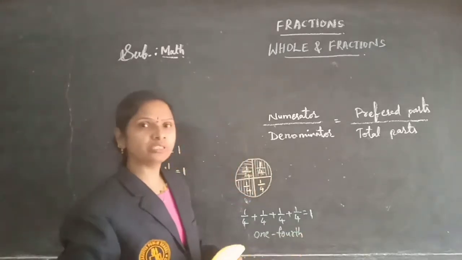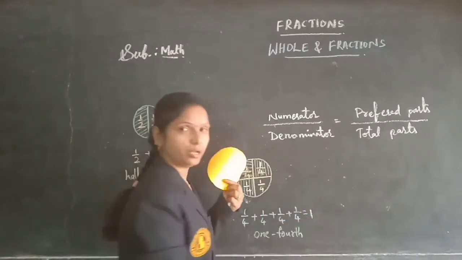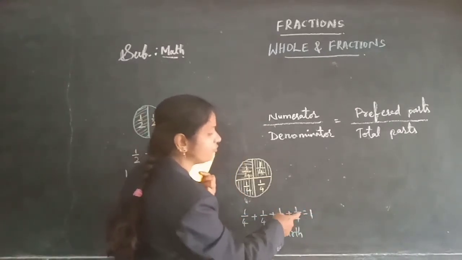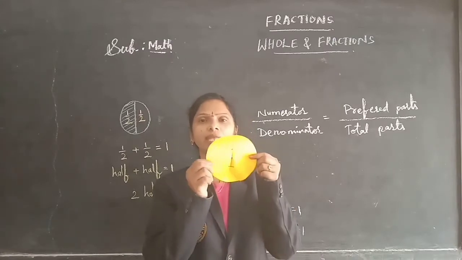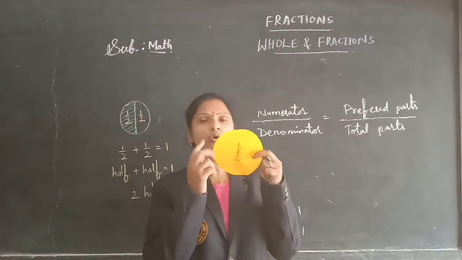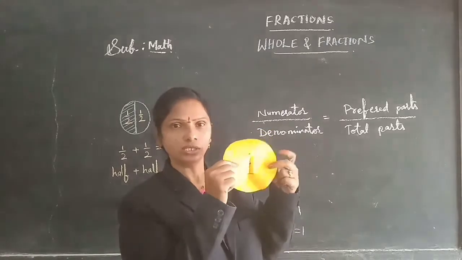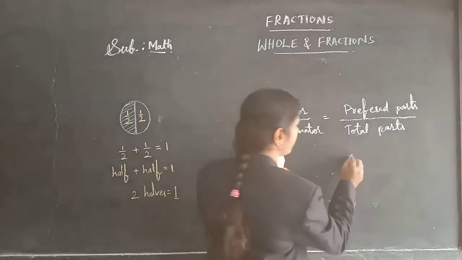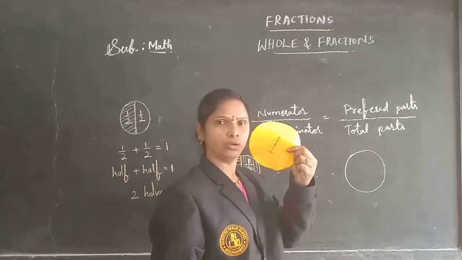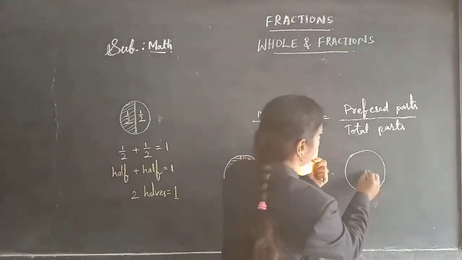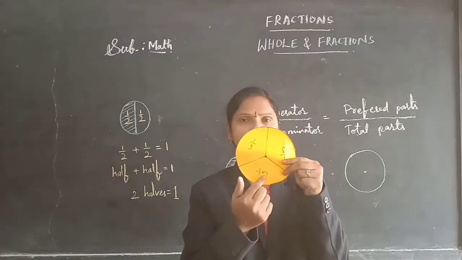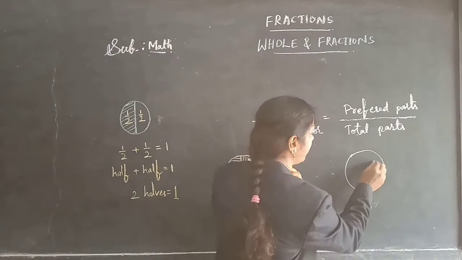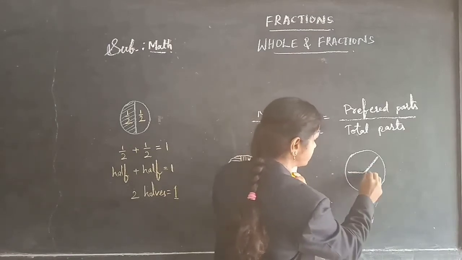So how many 1/4 fractions do we need to make a whole? 1, 2, 3, 4. We need 4 1/4s to make a whole. See children, now I have taken one more whole. I am drawing here a whole. In this whole, children, I am making 3 parts. 1, 2, 3 parts. The whole I am making into 3 parts.